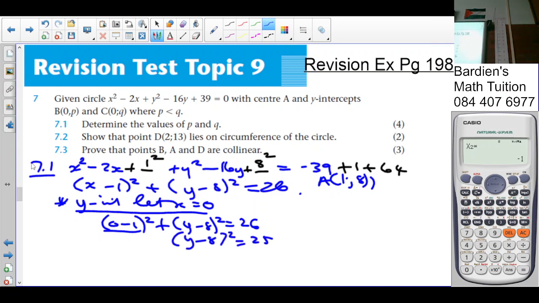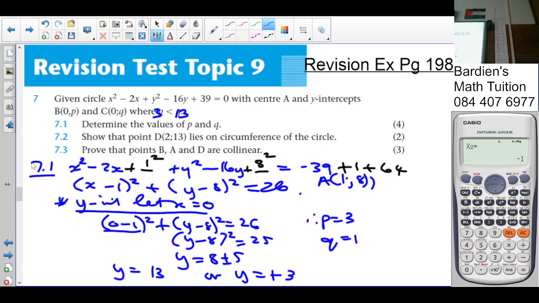The square root thereof will give you plus minus 5. You take negative 8 over, becomes 8 plus minus 5. So y is equal to 8 plus 5, which is 13, or y is equal to 8 minus 5, which is 3. But they told you that q is greater, so that is 13. 3 is definitely less than 13. So therefore, p is 3 and q is 13. So what I did here, you didn't need that at school, but definitely we will use it later.